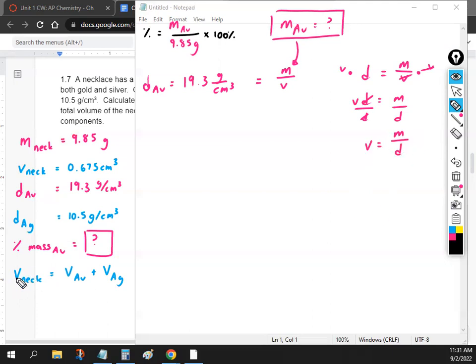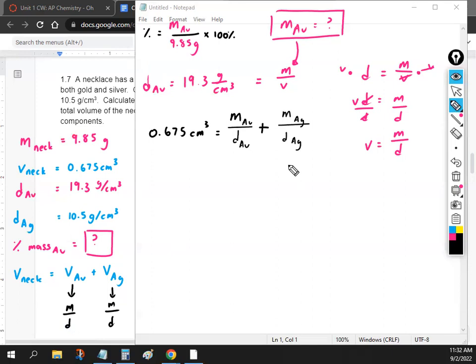So the total volume of the necklace, we have this number right here, right? We got 0.675 centimeters cubed. So 0.675 centimeters cubed, that's the total volume, is equal to the volume of Au, gold. But we know that volume is equal to the mass divided by density. So we can say that this is the mass of gold divided by the density of gold, plus, and the same thing here, mass divided by density. We can replace this with mass of silver divided by the density of silver.